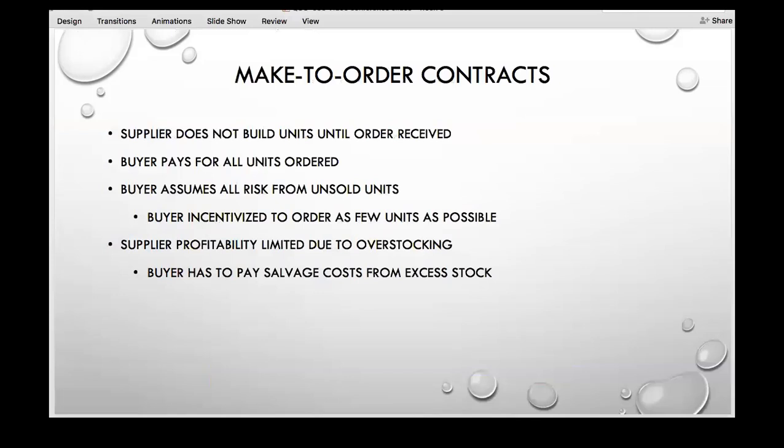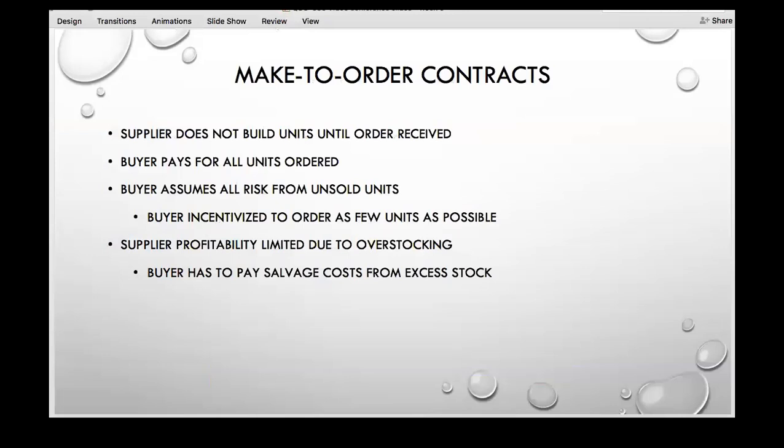So in a make-to-order contract, the supplier, obviously because the risk is on them, they're going to try to reduce overstocking as much as possible.